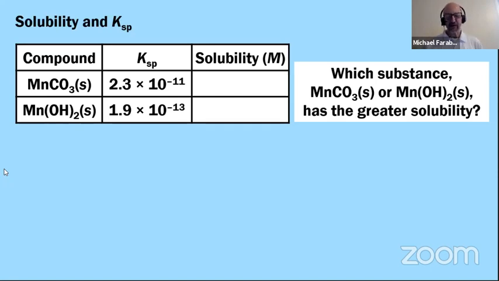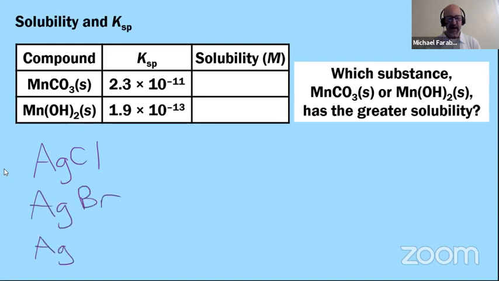Now, it's not really fair for a teacher to ask a trick question, but this is completely a trick question, and here's why. We had in the earlier comparison silver chloride, silver bromide, and silver iodide. They were all a 1-to-1 ratio between the cation and the anion.